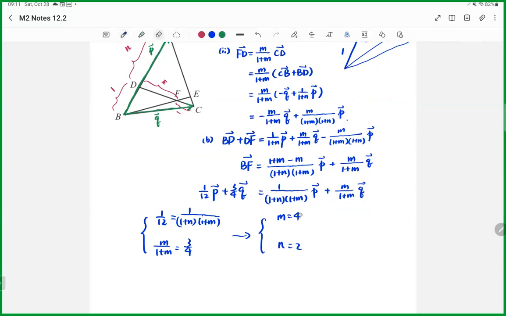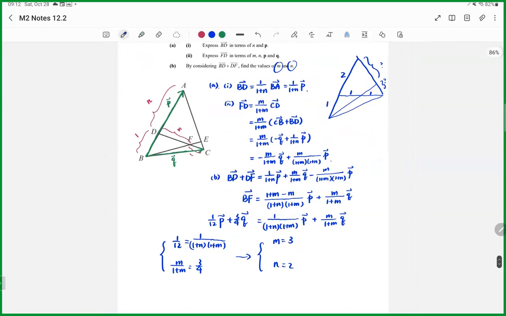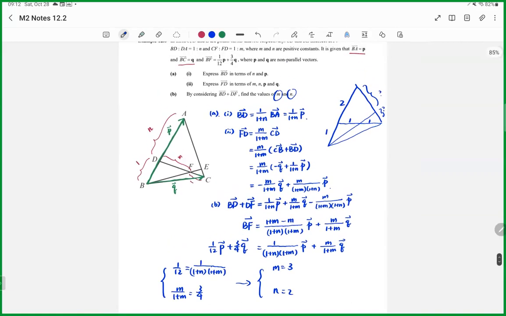So if you find M and N, then you know the ratio between AD and DB and CF and CD. This vector method can help you find ratios at the same time. Remember in the compulsory part when you have to find the ratio one by one, you can find all of them by solving equations. You need to practice. Let me know when you are done.